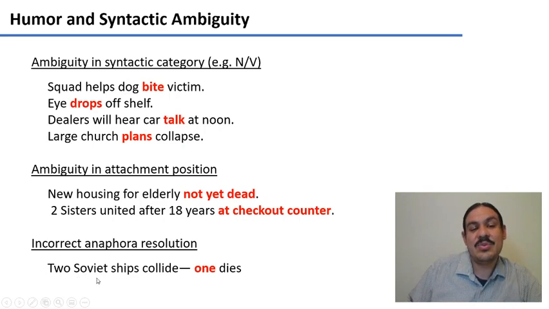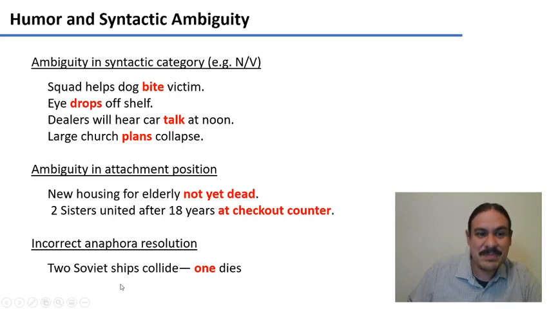So you have two Soviet ships collide, one dies. This one should have been resolved to one person or something, but the only thing it found in its immediate context was Soviet ships. So as you can see, all of these depend on some aspect of the structure of the word. I'm sorry, of the sentence.